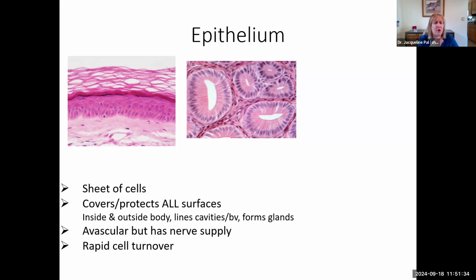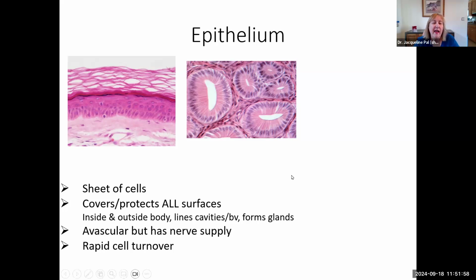The other thing, I don't know if you've noticed by looking at it, is that it is just packed cell next to cell next to cell next to cell. Notice no matrix. It's just sheets of cells. Totally the opposite of connective tissue.